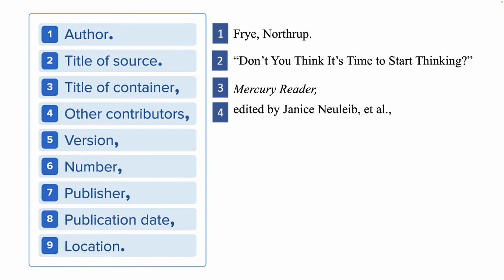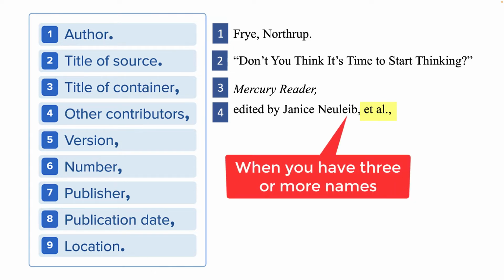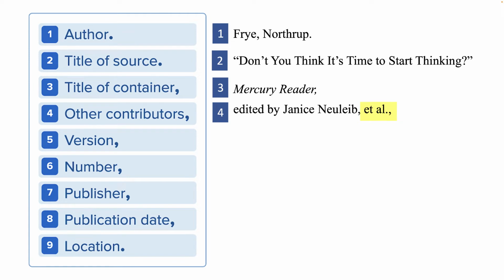Other contributors include the editors of a text. Our text does have editors. In fact, we have more than 2 editors, and so we have to include the abbreviation et al. when a source has 3 or more contributors in the same role, and by the way, this same rule applies to authors. When you have 3 or more authors, you do the same thing. You list the name of the first, and then you follow it with the abbreviation et al.